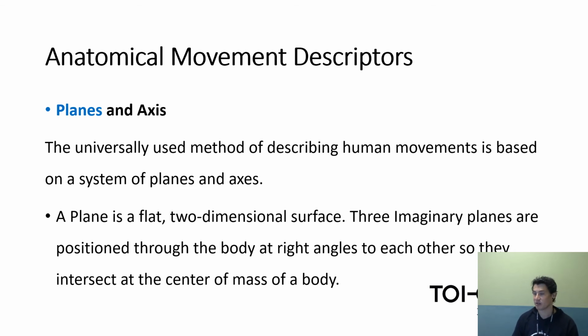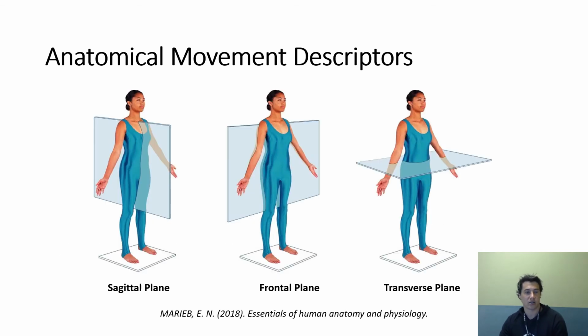There are 3 imaginary planes that are positioned through the body at right angles to each other so that they intersect at the center of mass. So here's a diagram. Sagittal plane, I think sagittal splits the body side to side. Sagittal, side to side. Frontal splits the body front to back. Transverse, also called horizontal plane, splits the body in half.